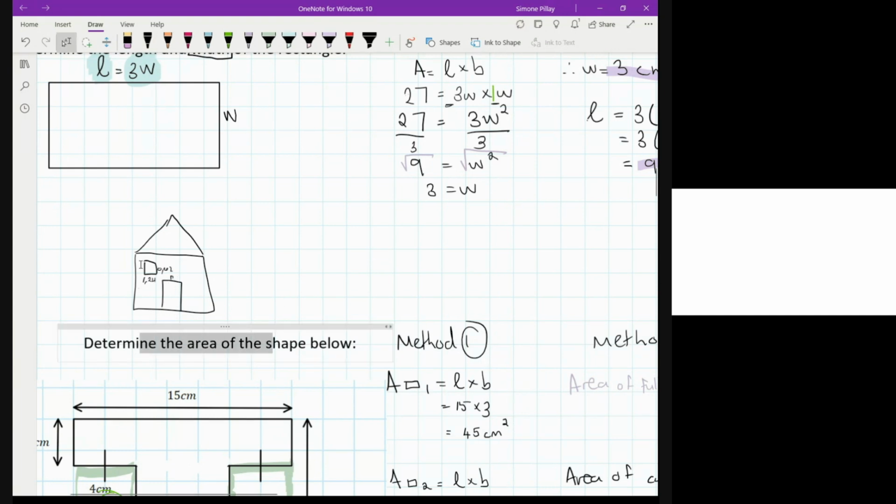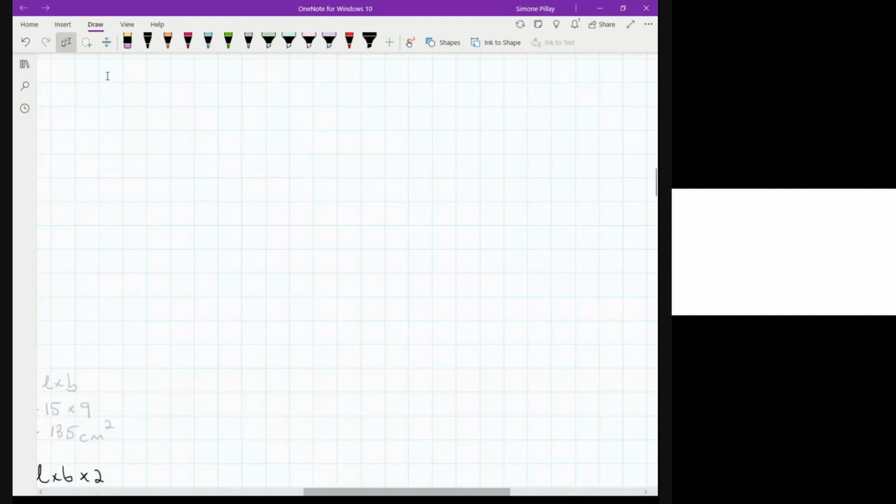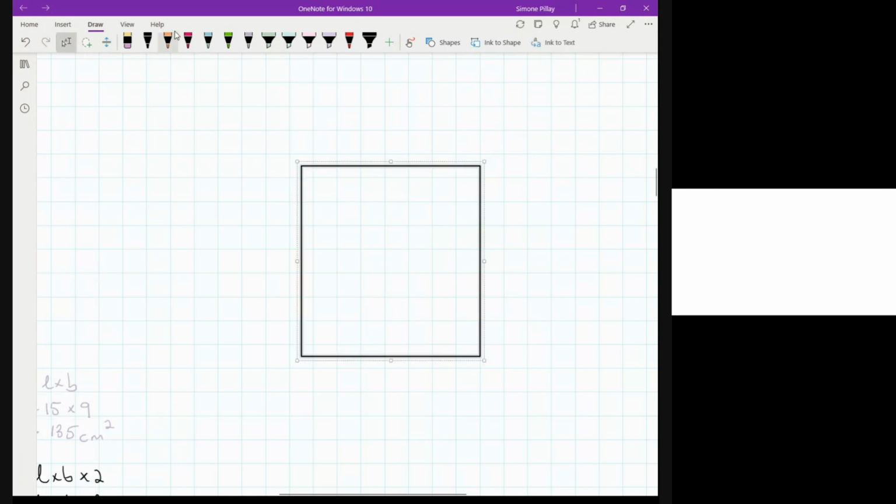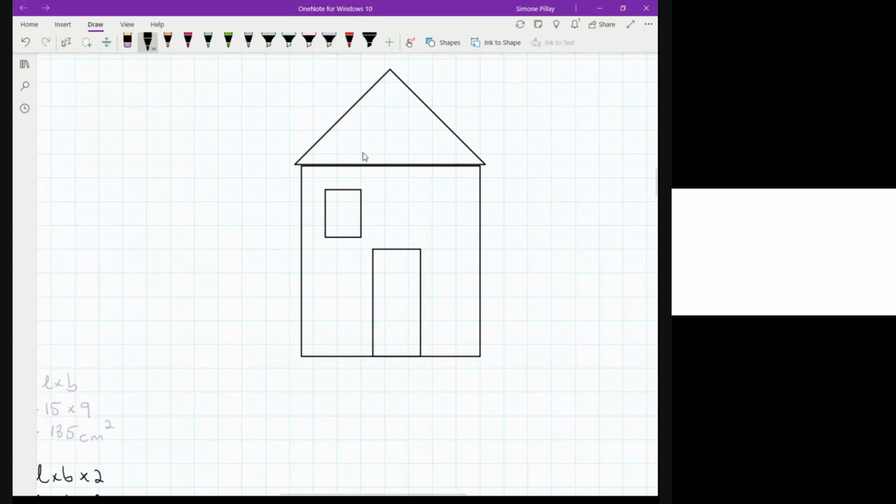This is way too small. Let me try this again, and you're going to have to give me all these measurements again. So we have a house with a roof, and then we have a little window, and then we have a door, correct? Yes, ma'am. Okay, so give me the measurements again.